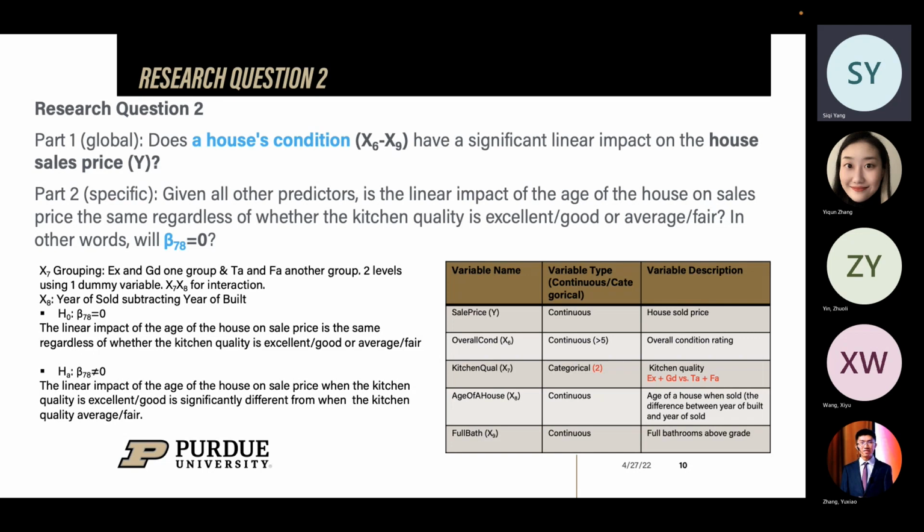Further, we also assume that the impact of the age of a house on sale price could be influenced by different kitchen quality levels. Therefore, an interaction term between kitchen quality and the age of a house was also added to the linear model. The first global model will test if a house condition which contains all predictors has a significant linear impact on the house sales price. The second model will examine if the linear impact of house age on sale price is the same regardless of kitchen quality. Before the model analysis, we initially cleaned the dataset used for this question, and all rows were complete and no observations were omitted. Next slide, please.